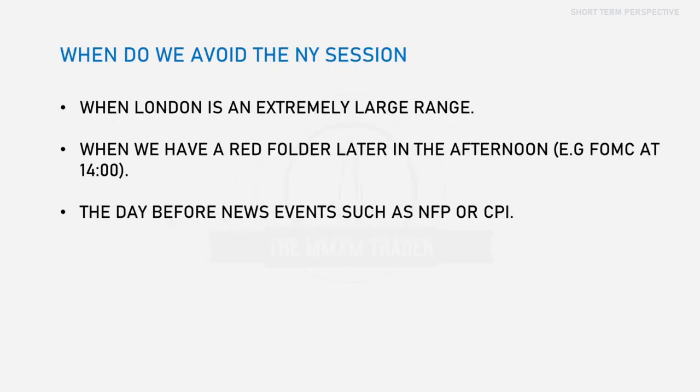So now we also need to know when to avoid the New York session, right? When do we want to avoid it? When London is an extremely large range. And why do we avoid it? Because most of the time the daily range has expanded already, and the New York session then tends to consolidate or accumulate or go into a short-term seek and destroy profile. There's no juice anymore in the market and targets have been hit already. Also, when we have a red folder later in the afternoon, like FOMC, most of the time that is at 2 p.m. EST, and then the day before news events such as NFP or CPI.